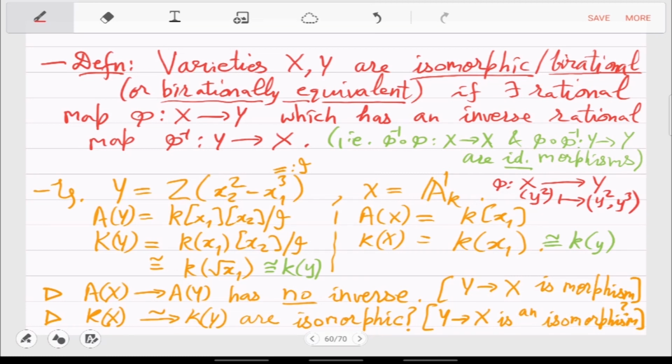Note that (y squared, y cubed) is always a point on the curve Y, because x1 cubed is equal to x2 squared, right? And in the affine line, going over the points y squared is basically going over all the points, because every point is a square, since k is an algebraically closed field. So this birational map is essentially giving you a parameterization of the curve Y. So you can actually deduce the point level map from the function field isomorphism. This is it.